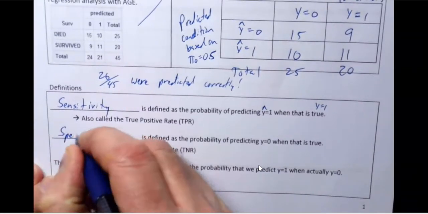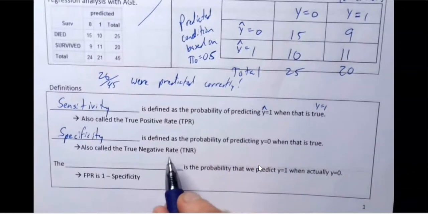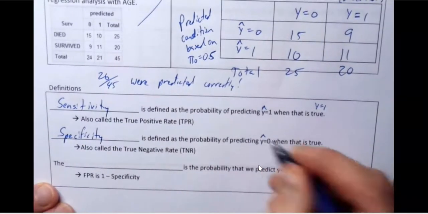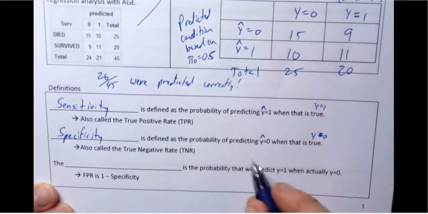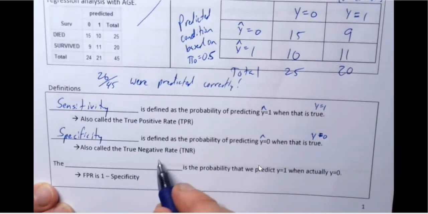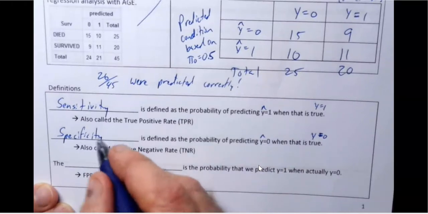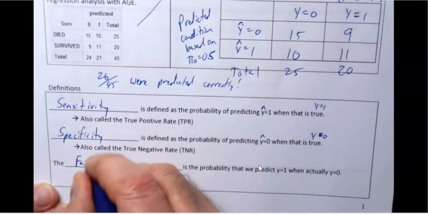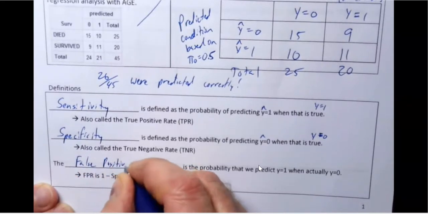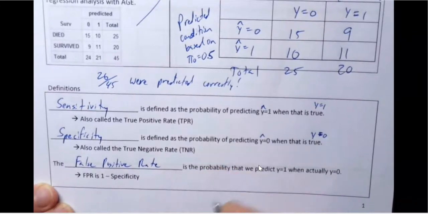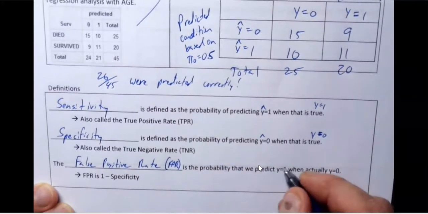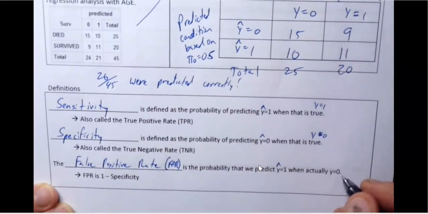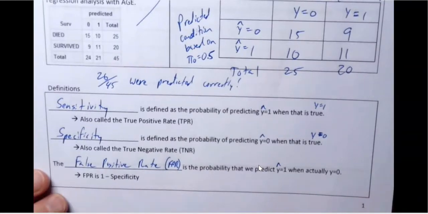But the other side of this is called specificity. And that's defined as the probability of predicting y hat equals 0 when, in fact, y is equal to 0. Okay? Predicting that somebody is going to die when, in fact, they died. This is called the true negative rate. And finally, the flip side of that, the inverse of the specificity, is called the false positive rate, or FPR. And that's if we predict that the person survives when in fact they die. And as you notice, that false positive rate is 1 minus specificity.